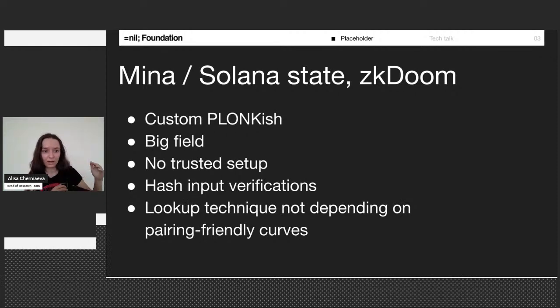So what would be the setup for our Placeholder? It would be custom PLONK gates, a big field, no trusted setup, and hash input verification because, as I said, there is big input, and a lookup technique not dependent on pairing-friendly curves. And let's look at another setup.